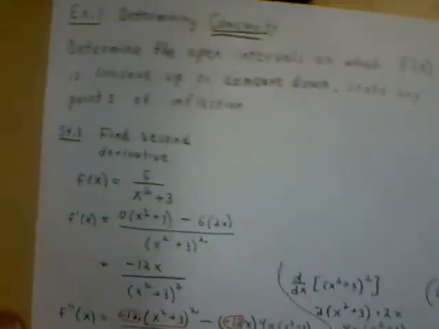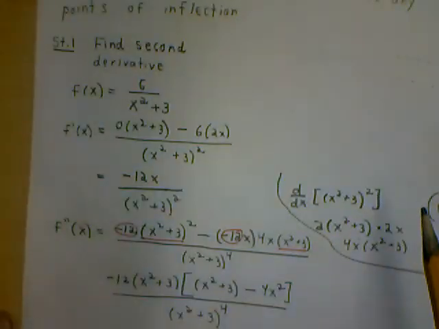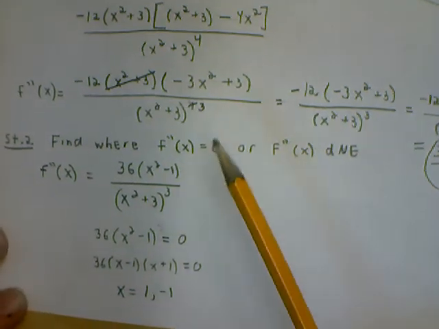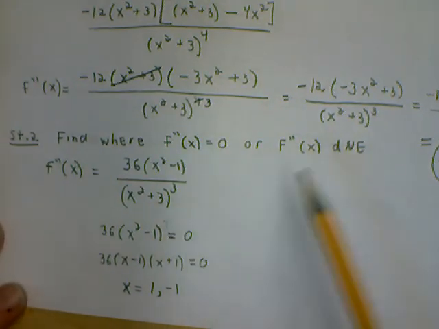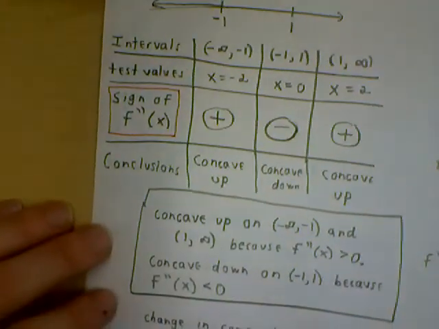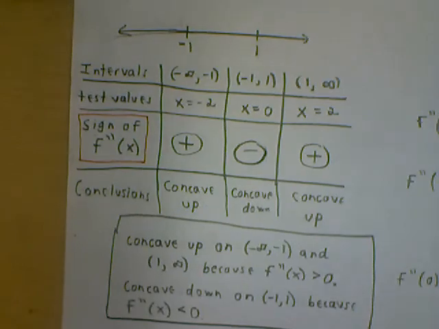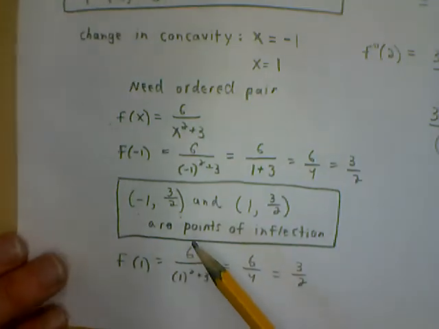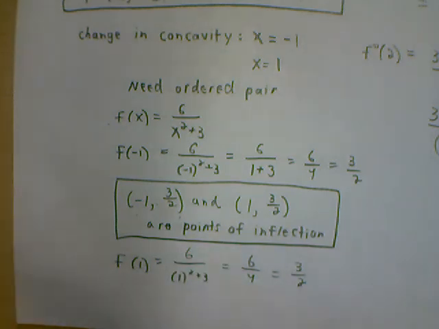Our steps to finding concavity were find the second derivative. We might have some special factoring techniques. Find where the second derivative equals 0 or doesn't exist. And then perform the test for concavity using intervals and test values. And then making sure you answer with a justification, and you also state your points of inflection if you have any. All right, this concludes the video, first video on concavity and the second derivative test.